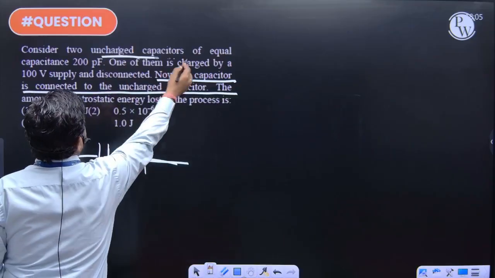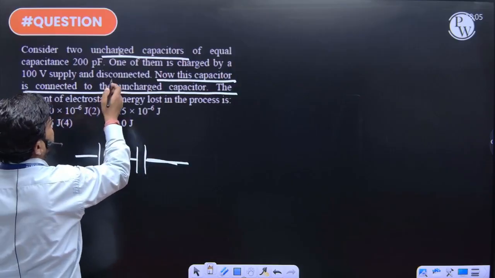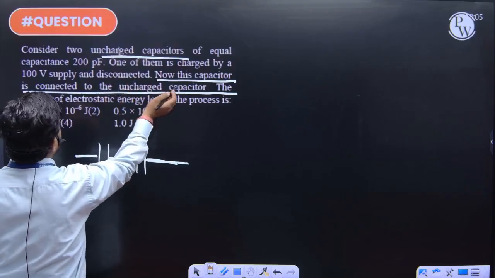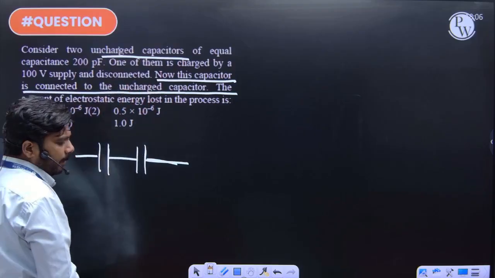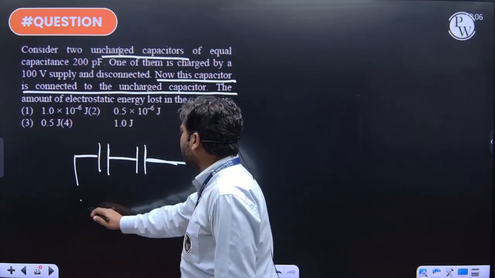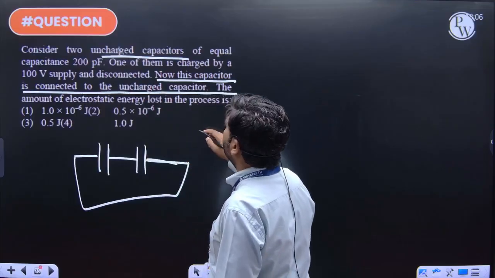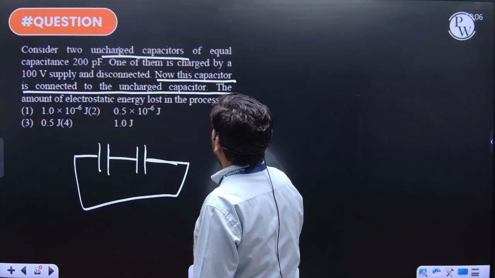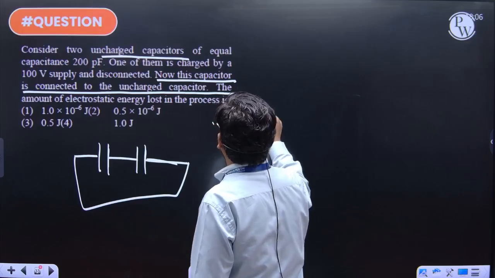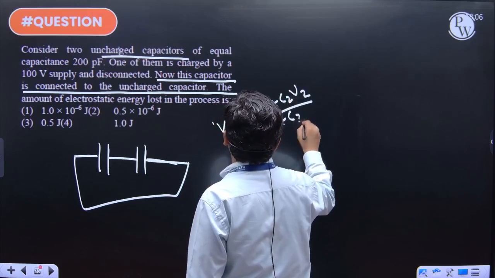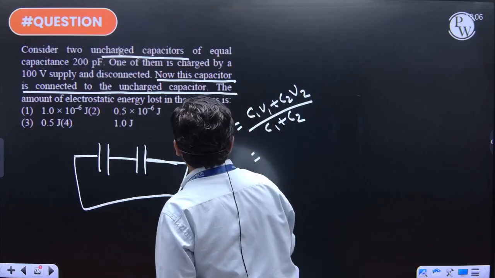Two uncharged capacitors of equal capacitance 200 picofarad. One of them is charged by a 100 volt supply and disconnected. Now this capacitor is connected to the uncharged capacitor. So it is a question of common potential. V common is C1 V1 plus C2 V2 divided by C1 plus C2. If you remember it, how much will it become?